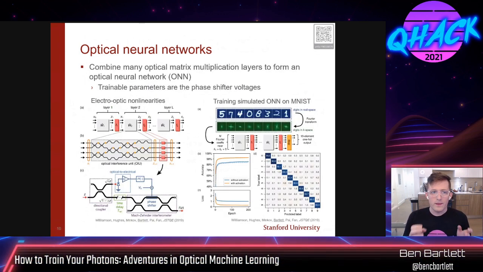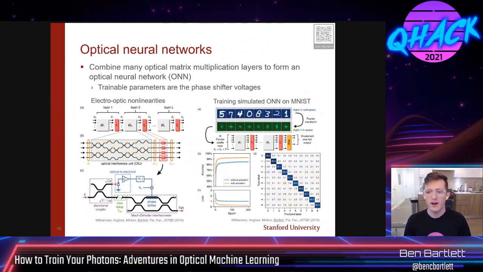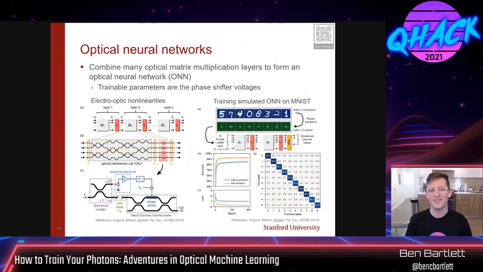So in this case, if you take a bunch of these matrix multiplication layers together and you stick them between some sort of activation layers, then you can create an optical neural network, or an ONN. And in this case, your machine learning model is actually a trainable physical device where the trainable parameters are the phase shifter voltages. And you can also do the activation functions with optics as well. And this is something our group has been working on quite a lot recently: creating these electro-optic nonlinear activation functions. And we recently published a paper training a simulated optical neural network on an MNIST dataset using this type of electro-optic activation function.